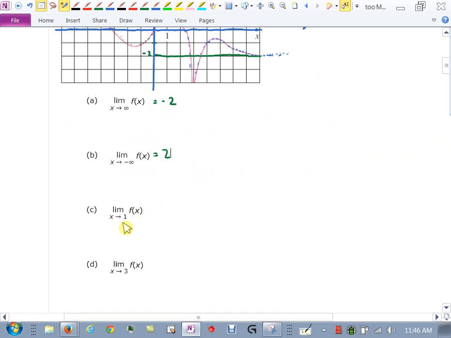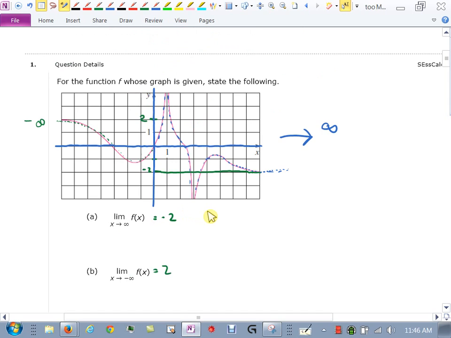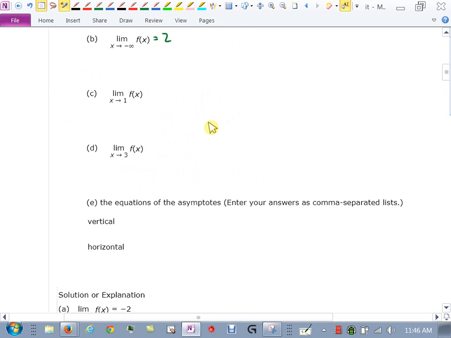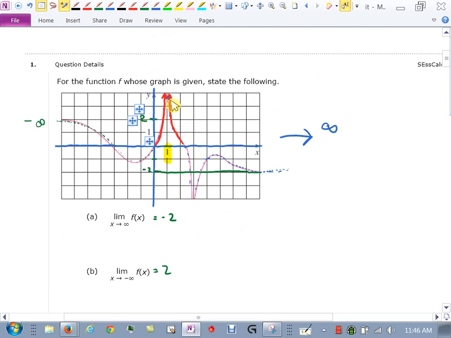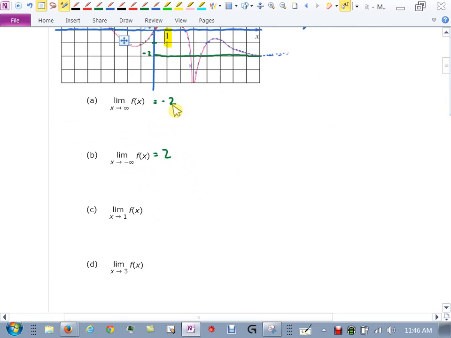Now we want to know what happens as x approaches 1. So here's 1. And as I approach 1 from the left, I'm going up to positive infinity. And as I go from the right, it's also approaching positive infinity. So let's make sure, yeah. Because we're going to infinity from both sides, the answer here is positive infinity.